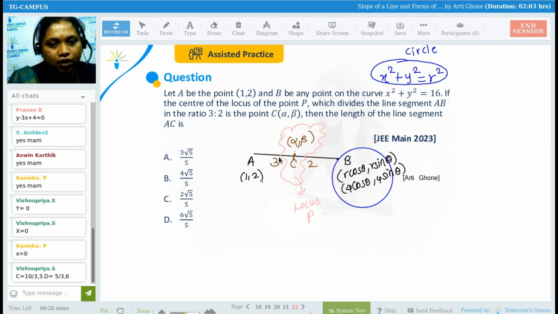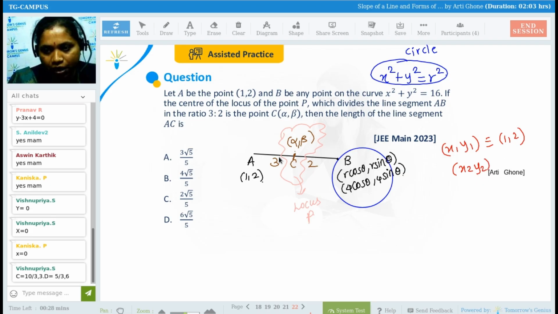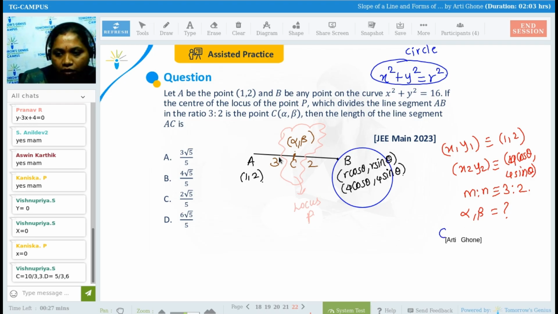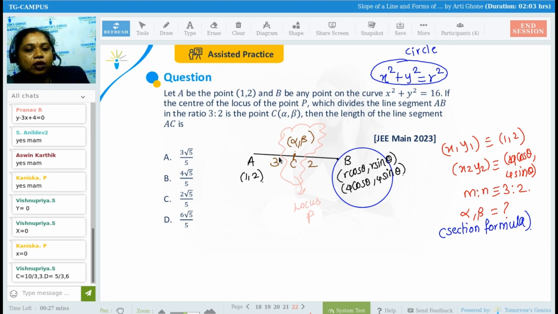Now we have all of x1, y1, x2, y2. x1, y1 is (1, 2), and x2, y2 is (4 cos theta, 4 sin theta). Clear? m to n is 3 to 2. So you can find alpha, beta by applying the section formula. Do it.